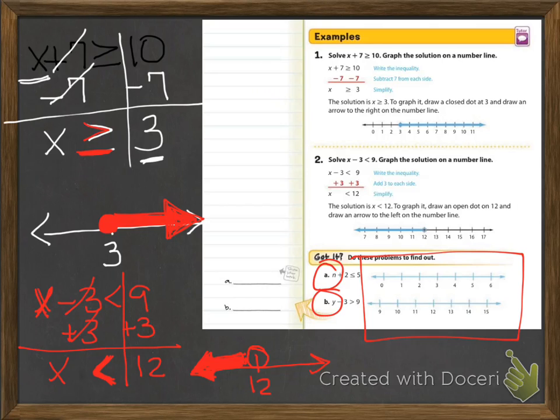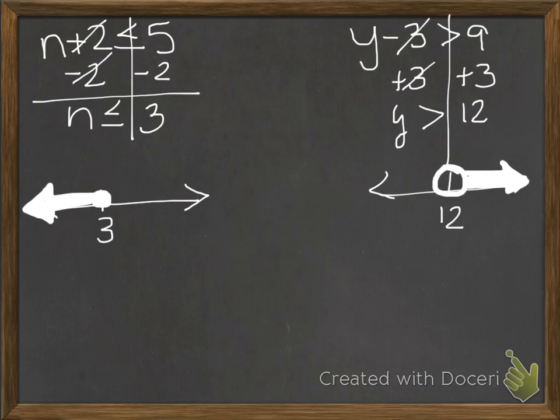All right, so to check your solutions, if you look here, I found in example A that n was less than or equal to 3. So you can see on my number line, I have a closed circle at the 3, and everything to the left of it is shaded. What that means is n can actually be the number 3, but it also can be any number smaller than 3. If you look at example B, I found that y is greater than 12, so I have an open circle at the 12, and then everything to the right of it is shaded in. What that's telling me is y cannot equal 12, but it equals any number that is greater than 12.